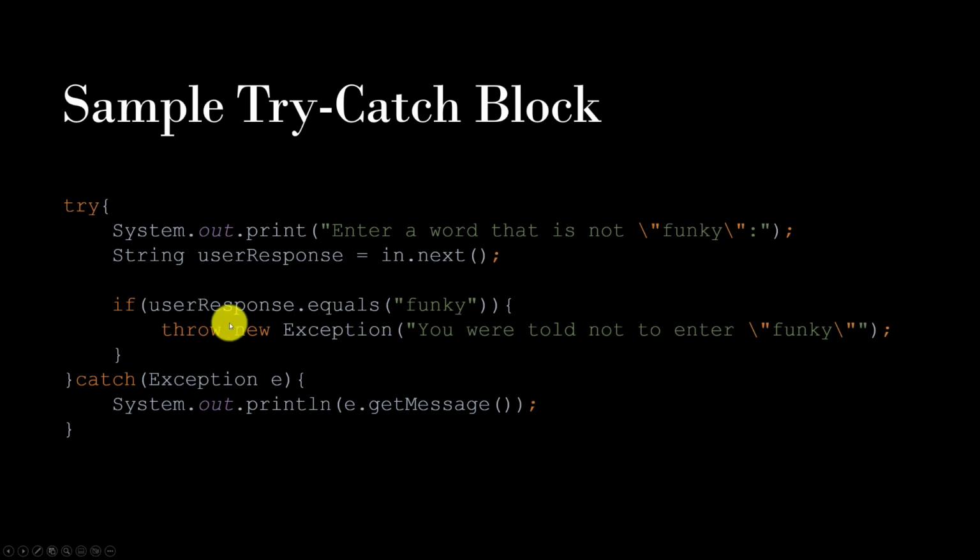So what happens is it ends the set of lines of code we're on and goes straight to the catch, where it looks for that exception. Notice exception e is our object, and it prints out whatever message is tied to it, which in this case is you were told not to type in funky. So the user says funky, it equals funky, it skips here and says you were told not to enter funky.